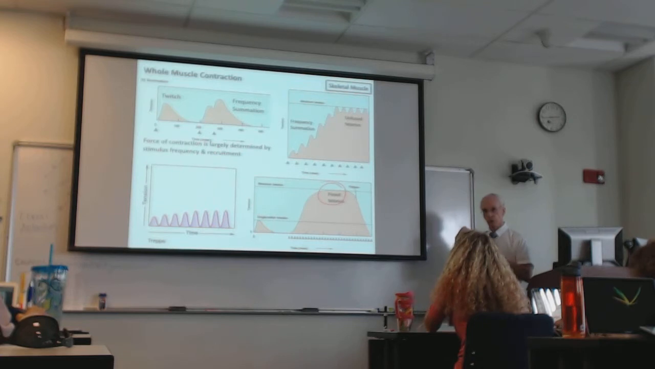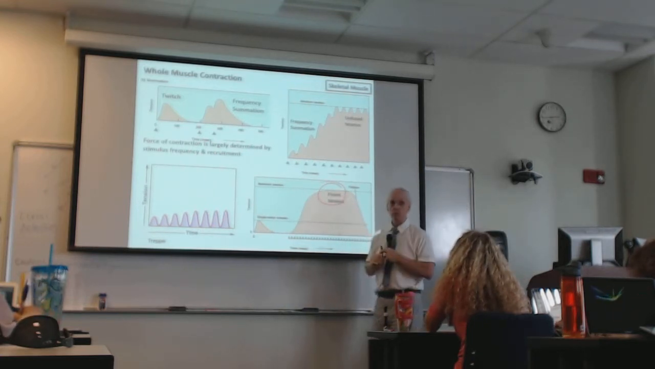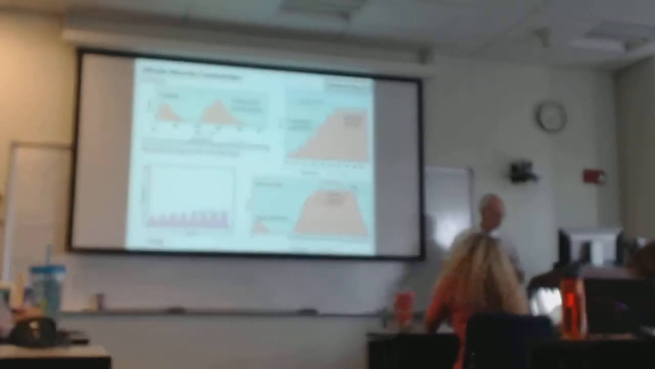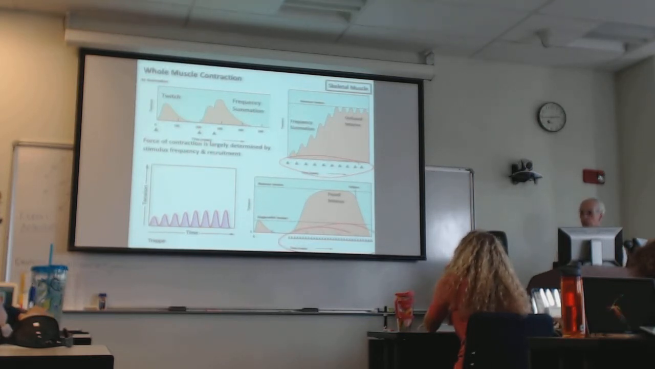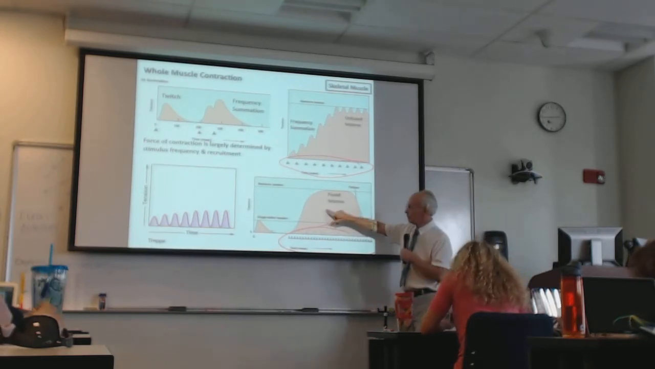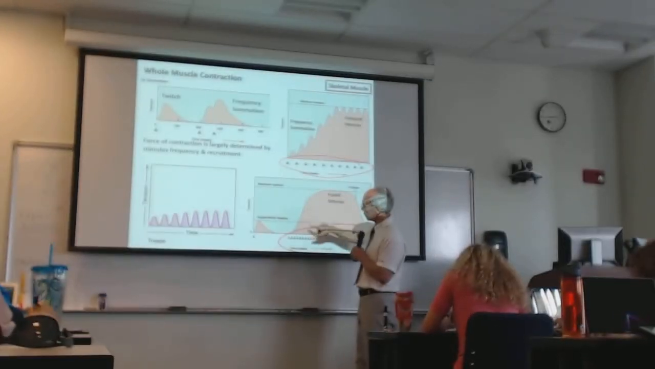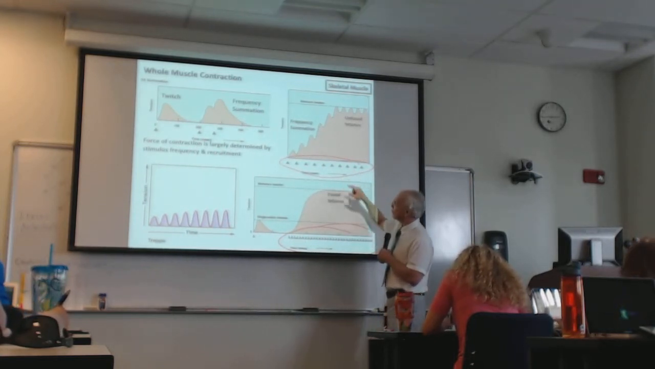Boom, muscle locks into tetanus and remains there. There's no vacillating. And if you look at these two illustrations, what's the primary difference? The frequency of stimulation. Frequency of stimulation. This occurred so rapidly because each one of these little triangles represents, relative to this, a higher frequency of stimulus.